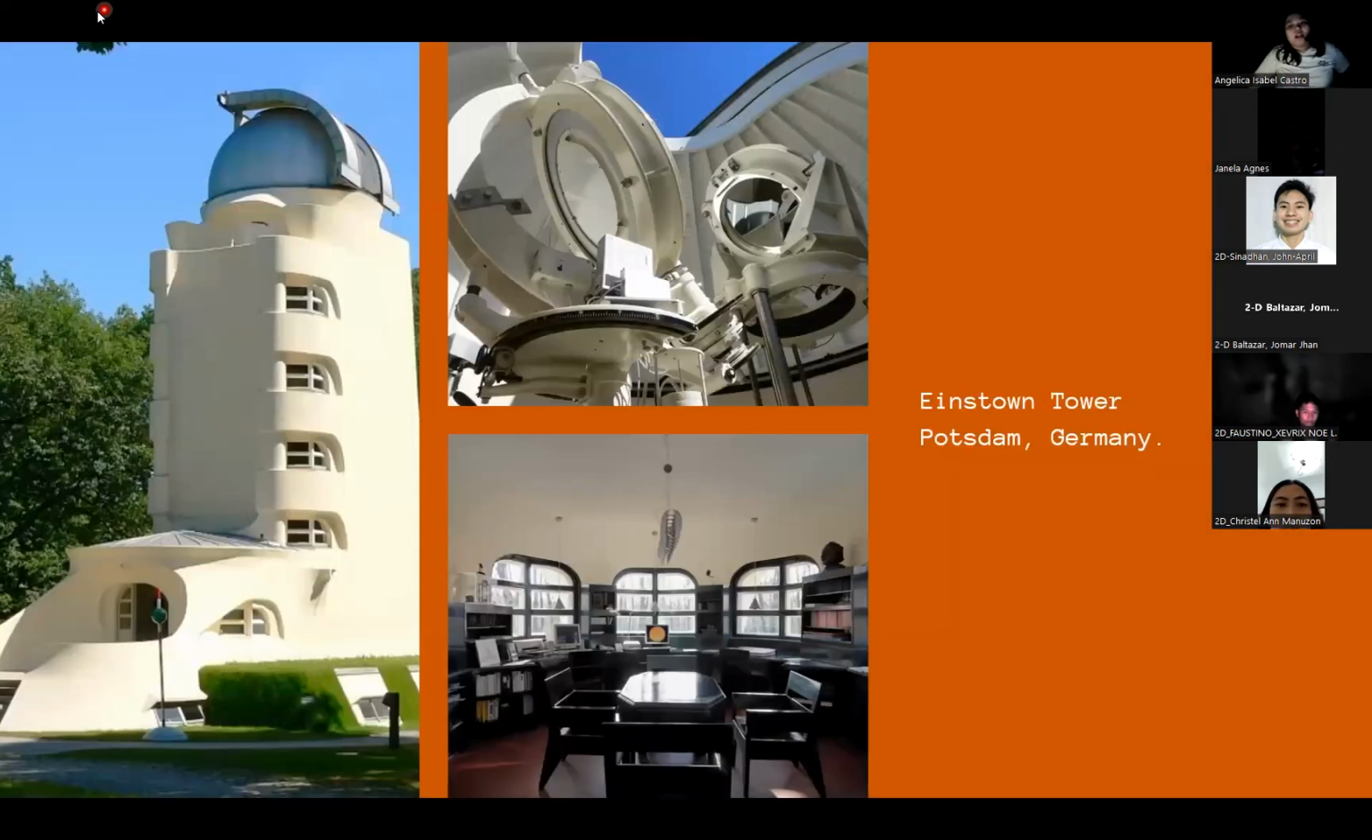Now, Einstein, not Einstein. I'm sorry, inaantok na ako. Einstein Tower. This is one of your famous expressionist buildings. This is located in Potsdam, Germany. What can you say about the Einstein Tower? This is designed by Erich Mendelsohn.